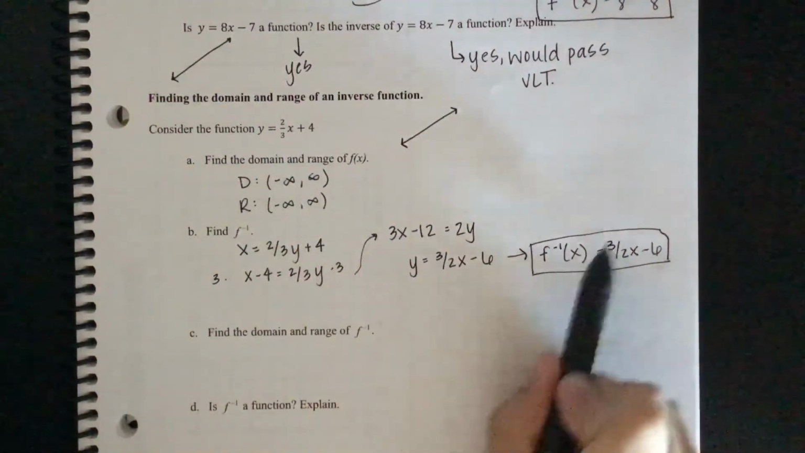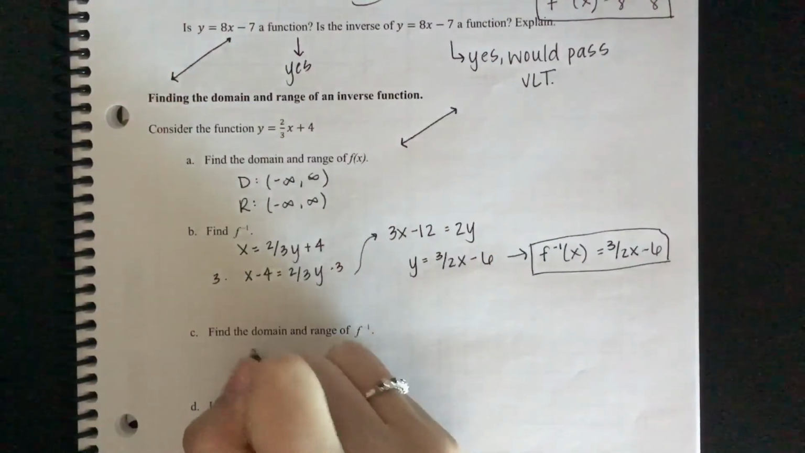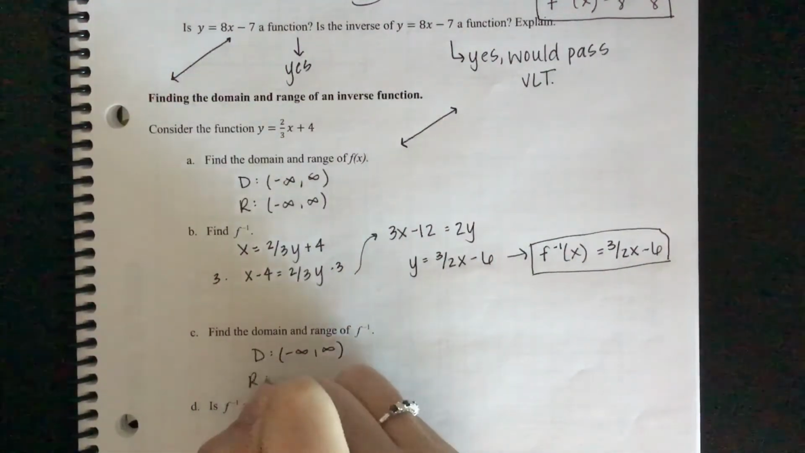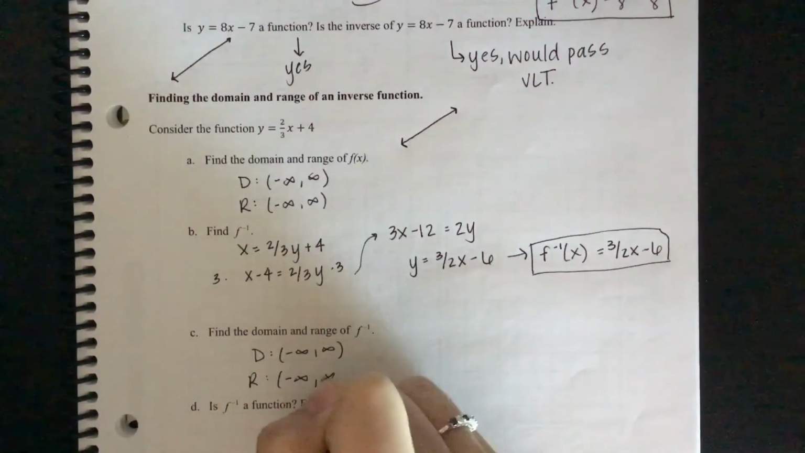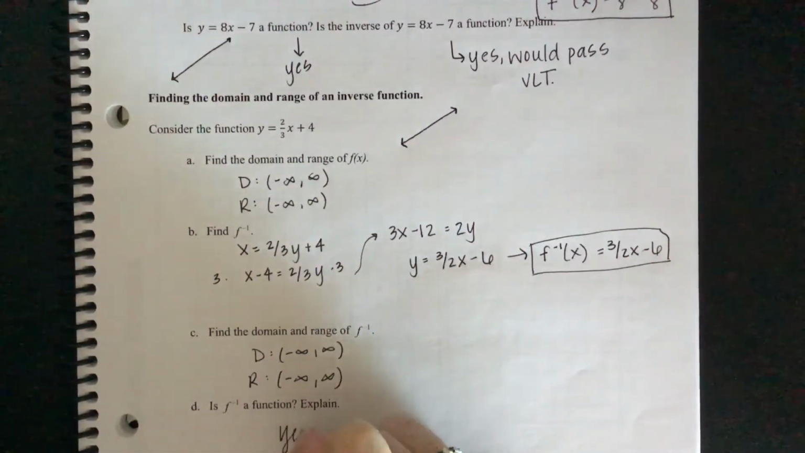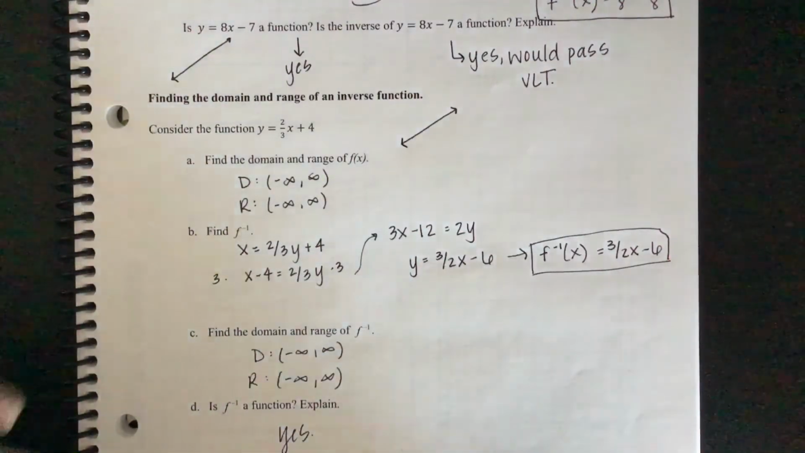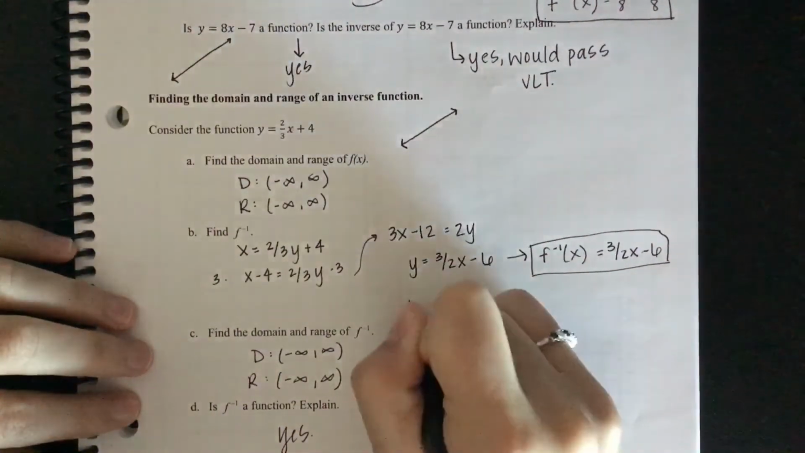Okay, this is still a linear line, so our domain and range are always going to be negative infinity to infinity for linear lines. And linear lines' inverses will always be functions. Now, the way that this changes, I'm going to give you another example.